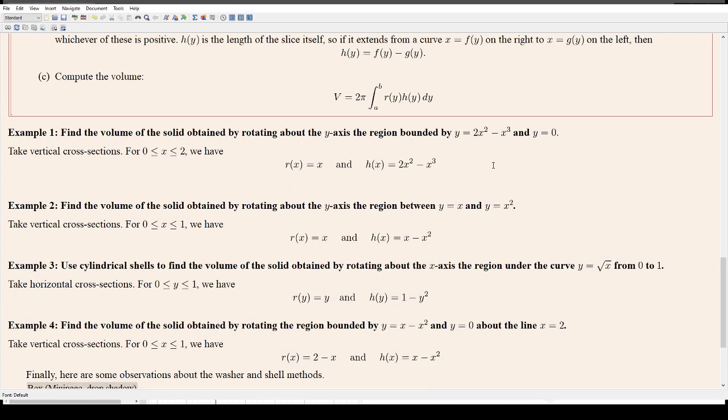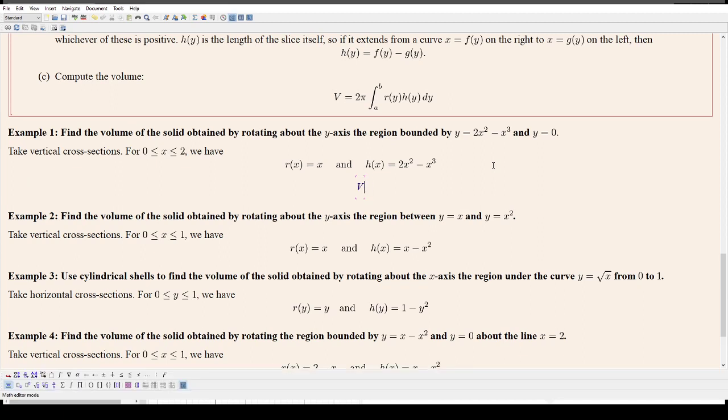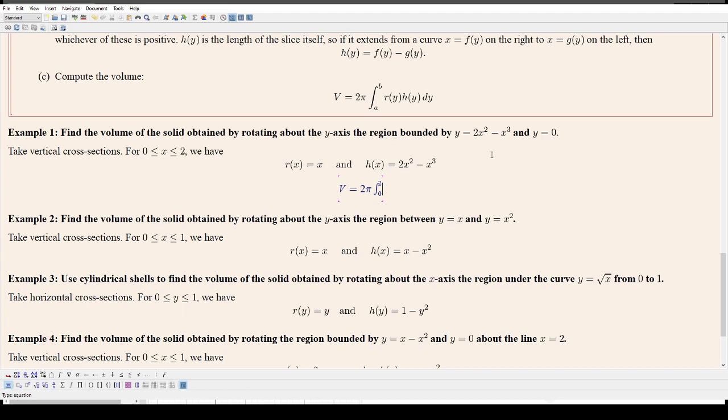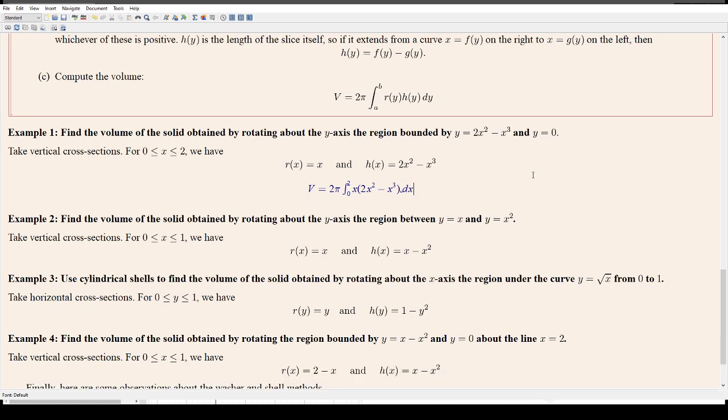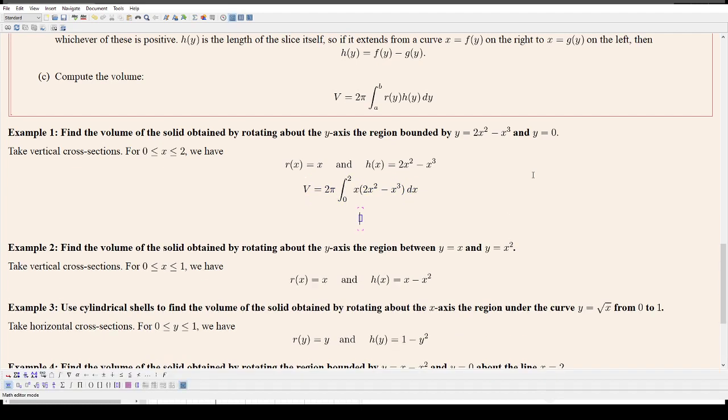Okay, so now that we have R and H, all we need to do is fill out the formula. Variable of integration is x. We've already seen that it goes between 0 and 2. And then it's just R times H. So x times 2x squared minus x cubed. Don't forget that when it's the shell method, then it has to be 2 pi, whereas the washer method is 1 pi.